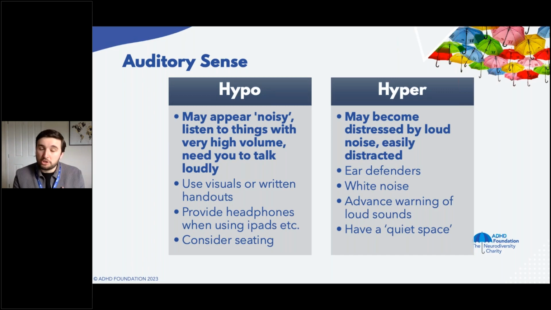And then again, like we mentioned with the tent and things before, just having a quiet space that they can go to when that overwhelm does kick in and they start to feel that sensory overload with sound, somewhere quiet that they can go to calm down and regulate.